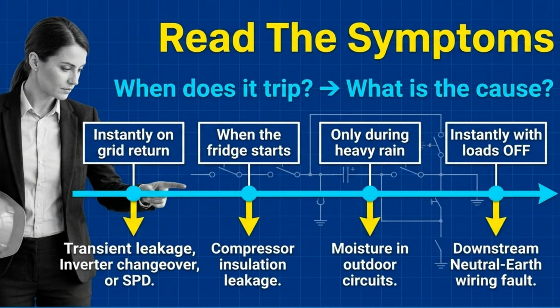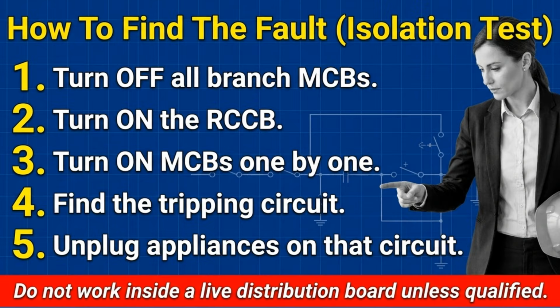You can often identify the cause by the timing. For instance, tripping on grid return suggests transient issues, while tripping during rain points to moisture-related insulation faults. To isolate the fault, turn off all branch MCBs, turn on the RCCB, then flip the branch MCBs one by one. Once the breaker trips, you have located the problematic circuit.